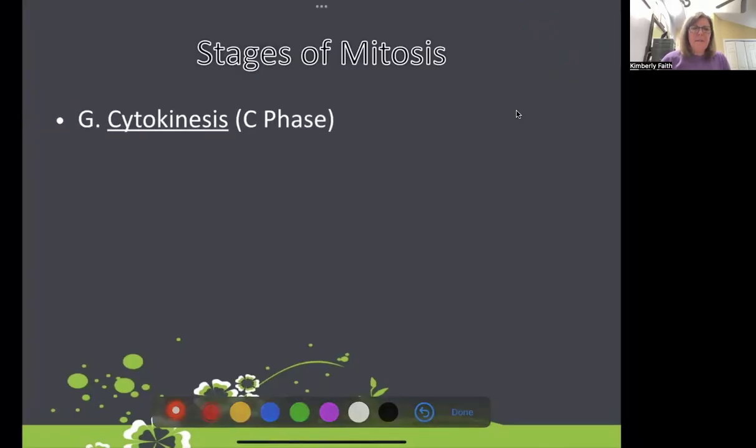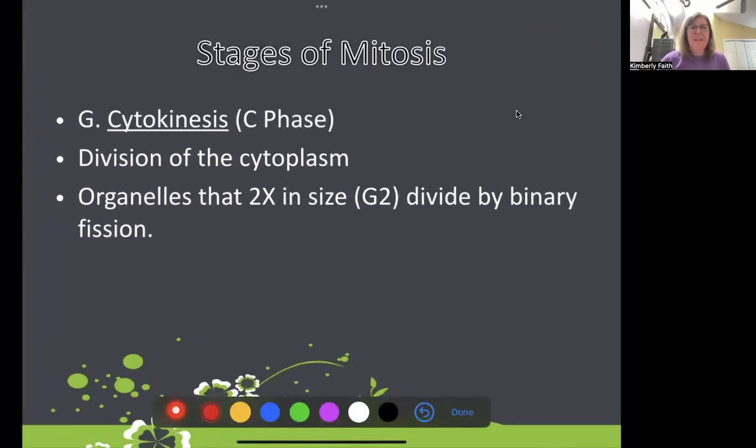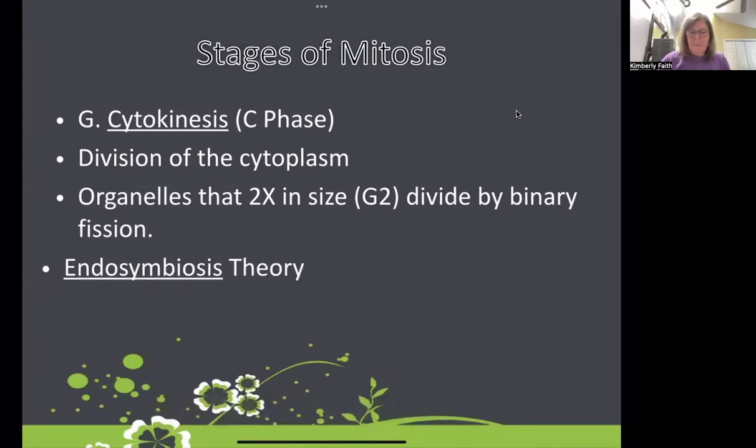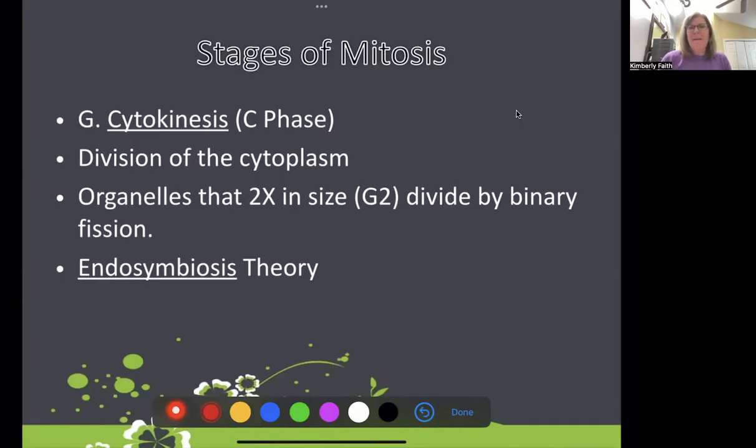Cytokinesis, again, we talked about a little bit in the beginning, is the division of the cytoplasm. The organelles that doubled in size are going to divide by binary fission. We talked about endosymbiotic theory, especially if we were to look at the mitochondria. They will reproduce by binary fission because they were at one point their own independent prokaryotic cells.